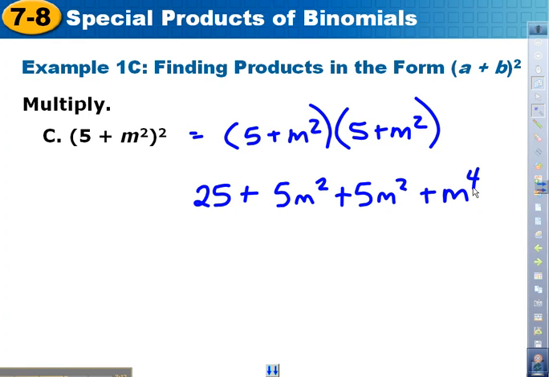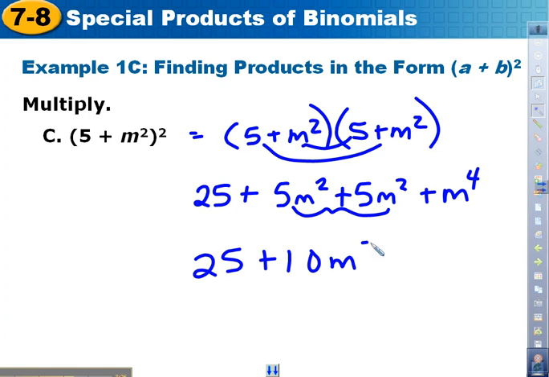M to the fourth. Do you guys notice all of these that we've done that have been perfect squares? Your inner and outers give you the exact same term. That's why you can double it. 25 plus 10m squared plus m to the fourth.